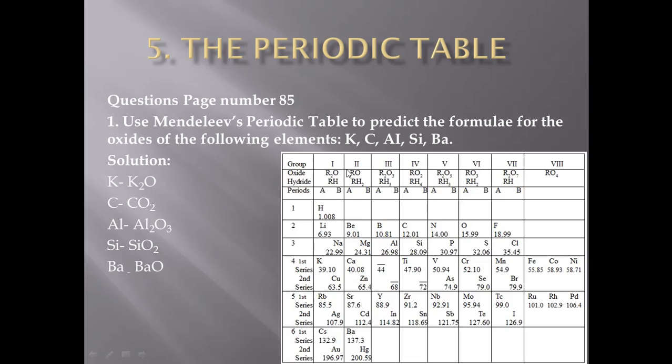For example, let's check potassium. Potassium belongs to the first group. The general formula is R2O, therefore it is K2O. Carbon belongs to the fourth group in the periodic table. The general formula given is RO2, therefore CO2. Aluminium, you can see, is in the third group and the general formula is R2O3, therefore it is Al2O3. Silicon belongs to the fourth group, therefore SiO2. Barium belongs to the second group, you can see barium here, therefore BaO.